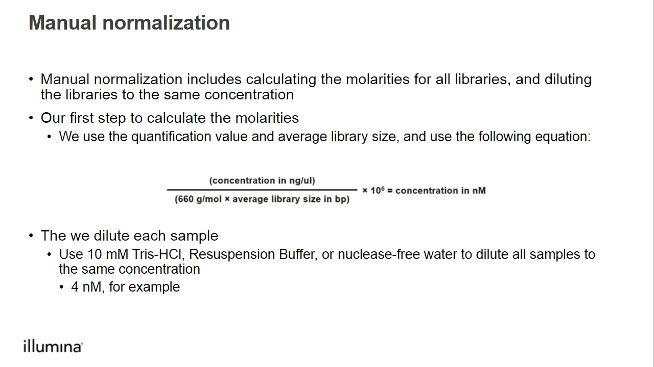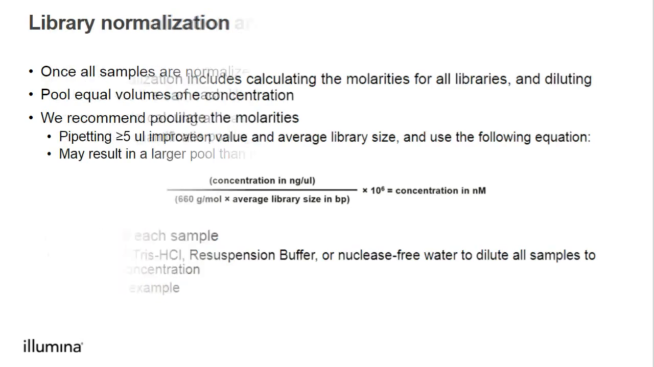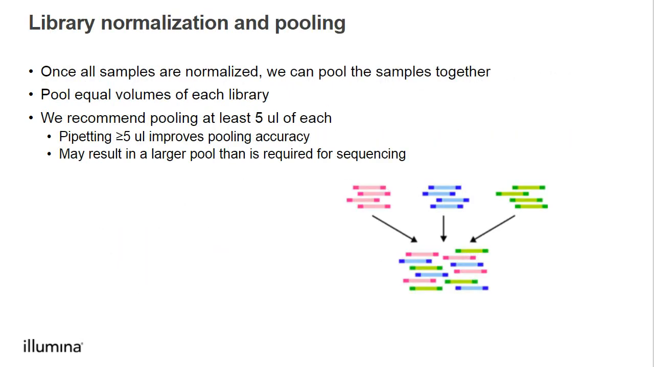The concentration we want to normalize to will depend on the library yields and the sequencer that we'll be using. Once all the libraries are diluted to the same molarity, we will pool equal volumes of each one. And this will help us to have the same amount of each library in the pool.